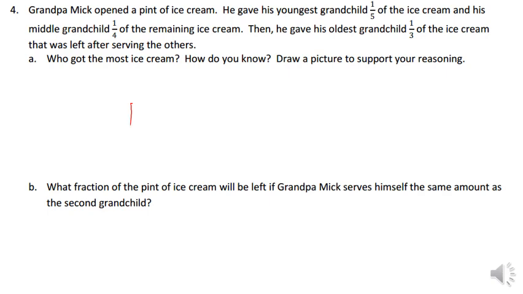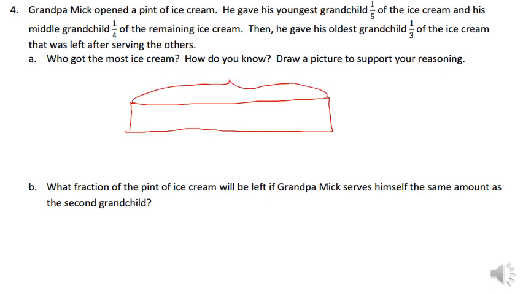Okay, so we're going to start just with a tape diagram. And we know this here is 1 pint. Okay, that's 1 pint of ice cream, or all the ice cream. And he says he gave 1/5 of the ice cream to the youngest. Then it says his middle grandchild 1/4 of the remaining ice cream. Well, if 1/5 was given to the youngest, that means there's 4/5 right here that is remaining.